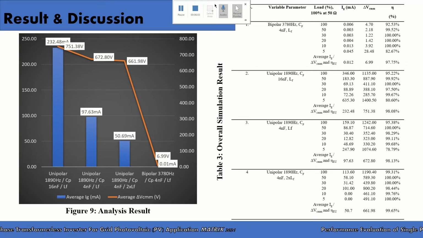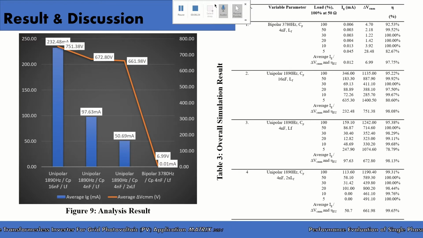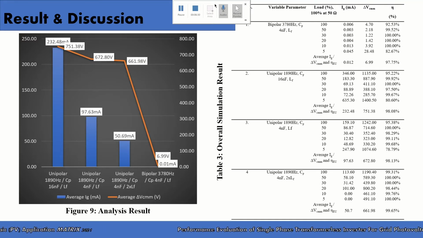Then the leakage current is reduced almost by half when the inductor filter value is doubled, and the corresponding common mode voltage slightly decreases by 2%. When the PWM switches to the bipolar type with double the unipolar frequency, the common mode voltage changes are very small and the leakage current is almost non-existent.